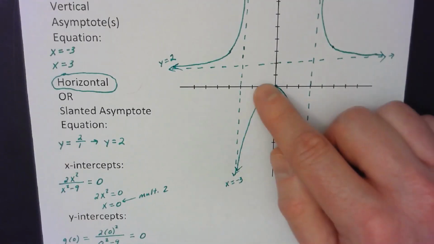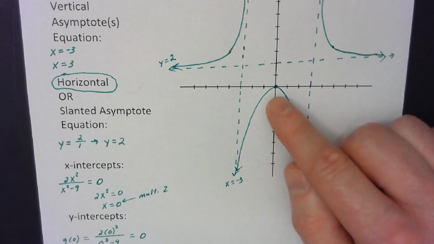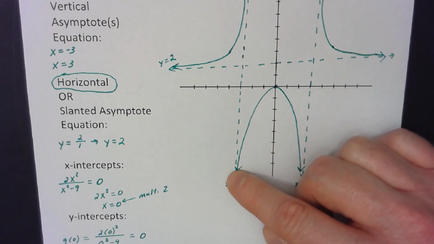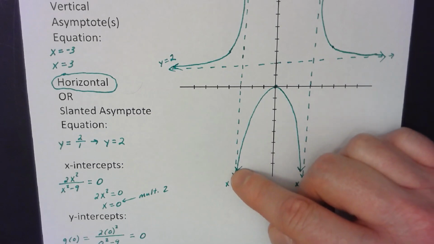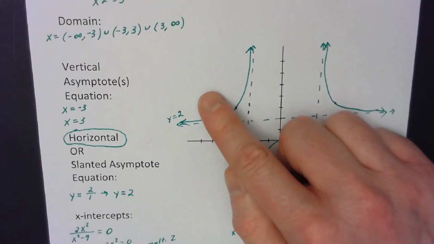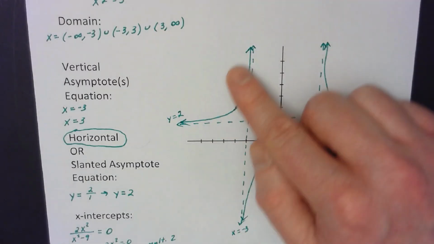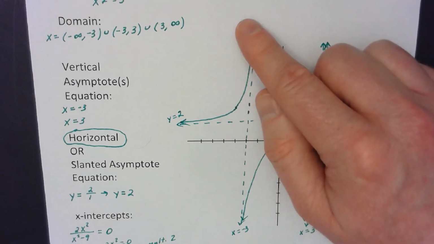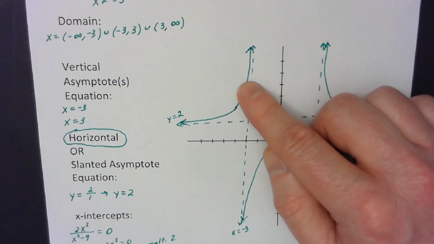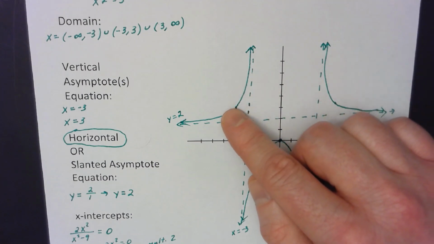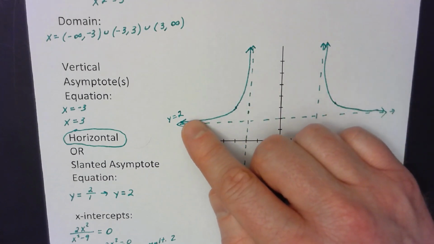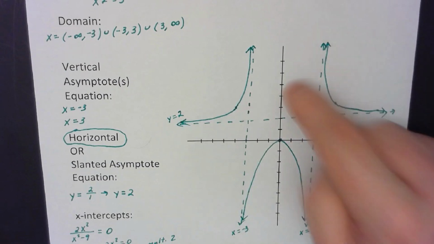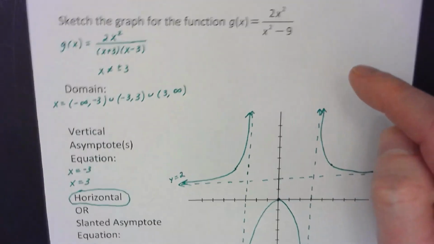On the other side of -3, we know that as x approaches -3 on the right-hand side, it's approaching -infinity. So as you approach -3 on the left-hand side, it better be approaching +infinity. I have that drawn in, and then I know as x approaches -infinity, the y value better come down and approach this horizontal asymptote of 2. And that's how we would graph out this rational function.